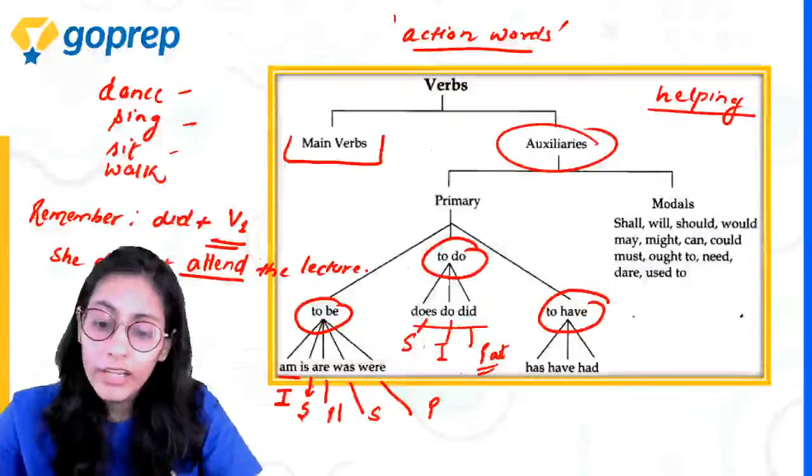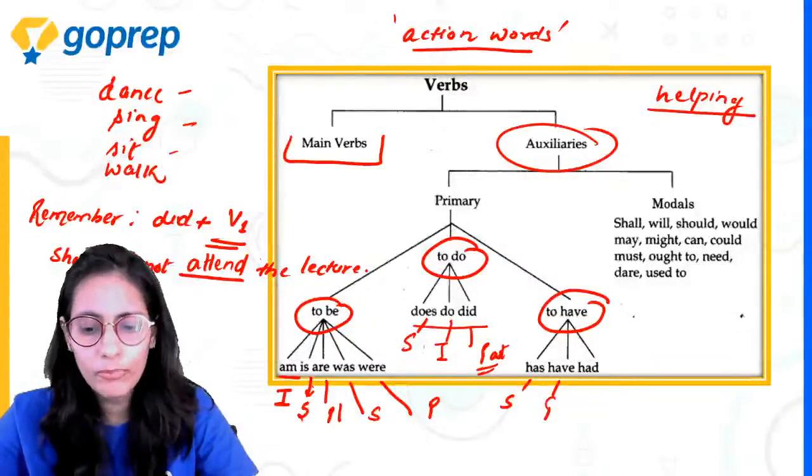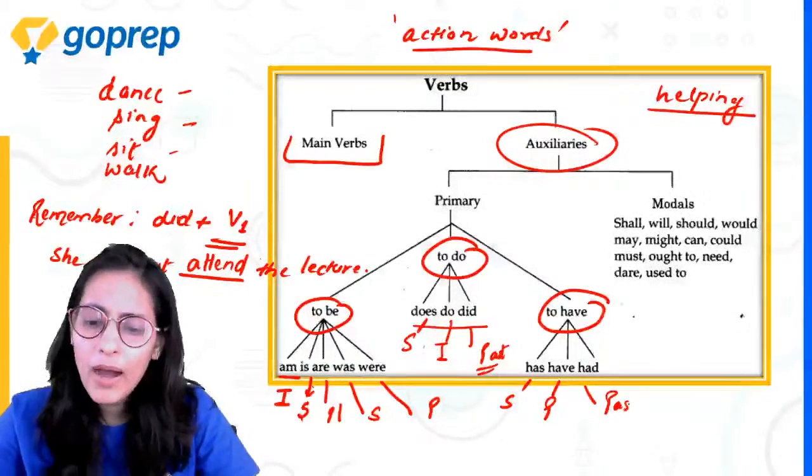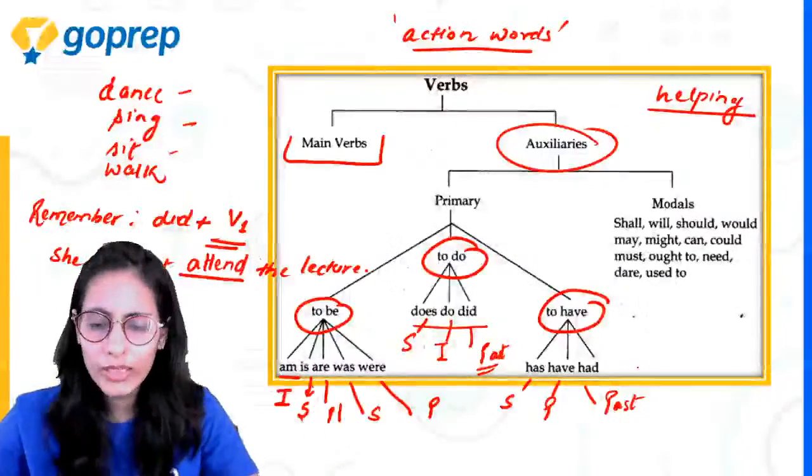Okay. Now has is for singular, have is for plural, and had is the past form of both of them, which is applicable to both singular and plural.